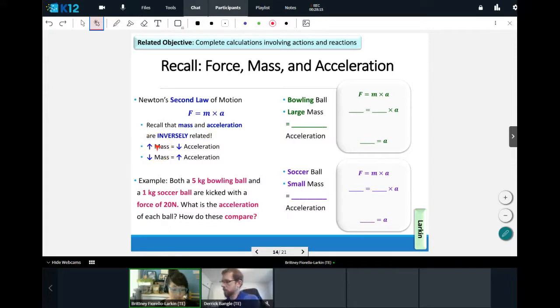The bigger the mass of something, the less it accelerates. Think about a bowling ball is much harder to accelerate than, for example, a soccer ball. Soccer ball has low mass, and so it accelerates really fast. If I kick a bowling ball, it has barely an acceleration. If I kick a soccer ball, it accelerates very quickly.